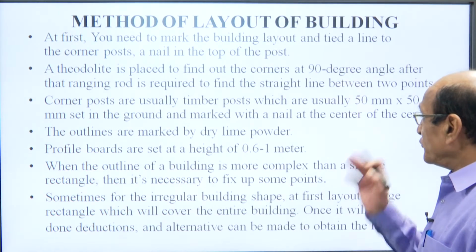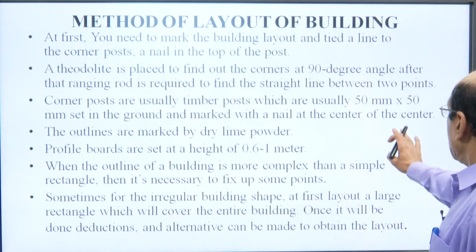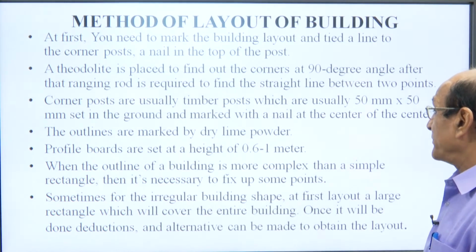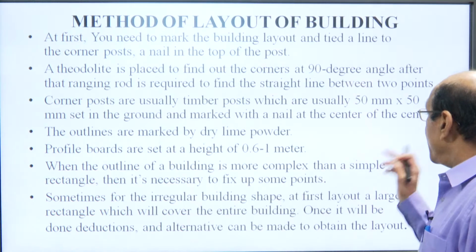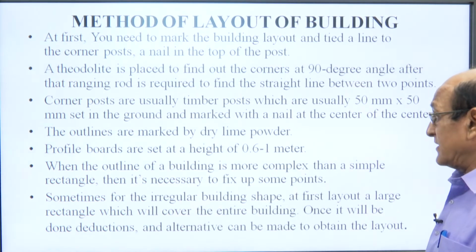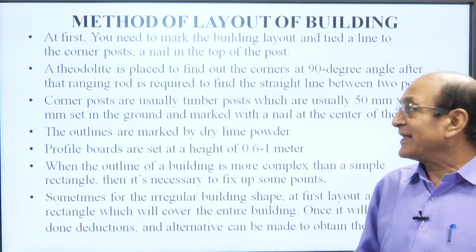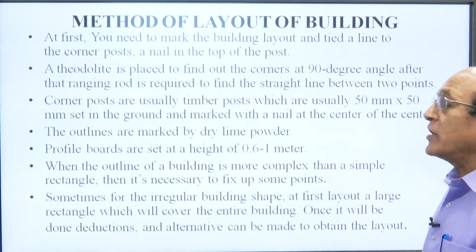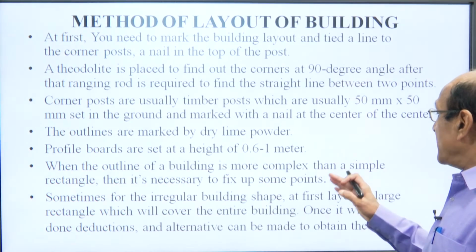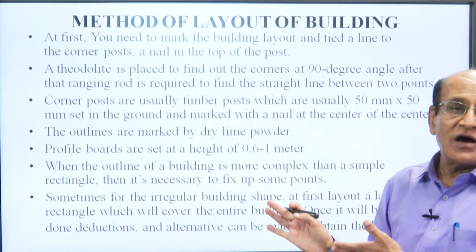The corner posts are usually timber posts, usually 50 mm by 50 mm, set in the ground and marked with a nail at the center. So, you have to fix the corner post. The outline is marked by dry lime powder, as I have shown you earlier.